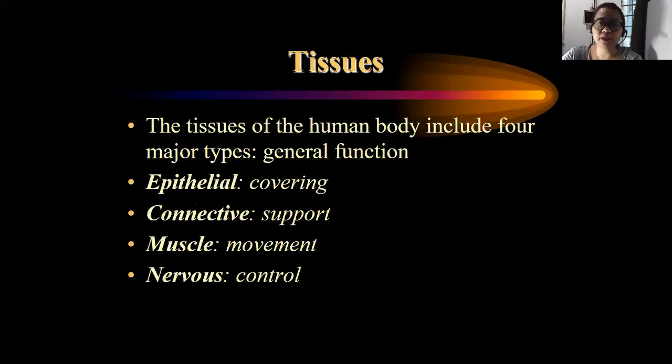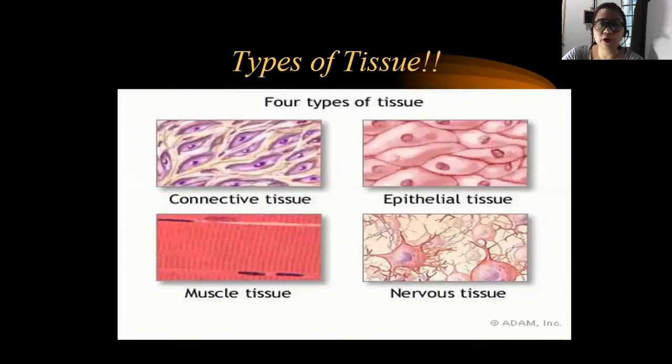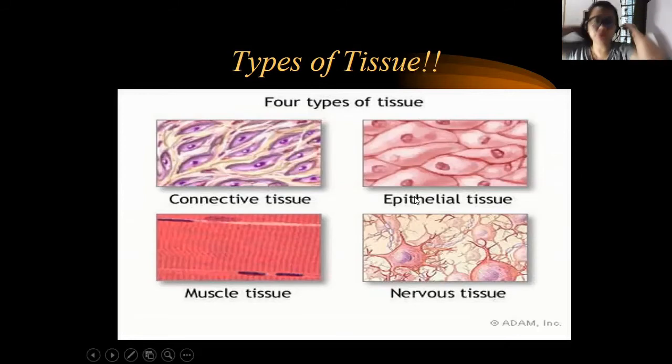The tissues of the human body include four major types. Number one, epithelial tissues; number two, connective tissues; number three, muscle tissues; and number four, nervous tissues. Epithelial tissues are the ones that cover. Connective tissues support, and are usually located in some of the joints. Muscle tissues are involved in movement and assist all movement. Nervous tissues usually control our whole body. So these are the four different types of tissues.